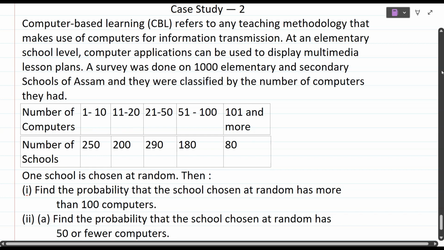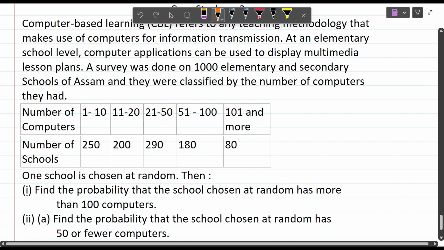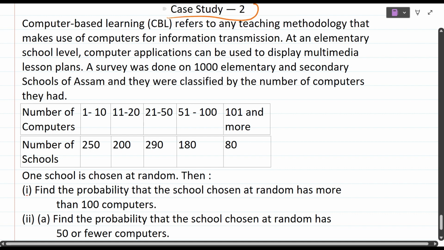Students, in this video, I am going to explain to you the chapter probability questions from the 2023 CBSE board exam. Clear? So here the question is from a case study, students. So, a case study question. I think you can read this question.